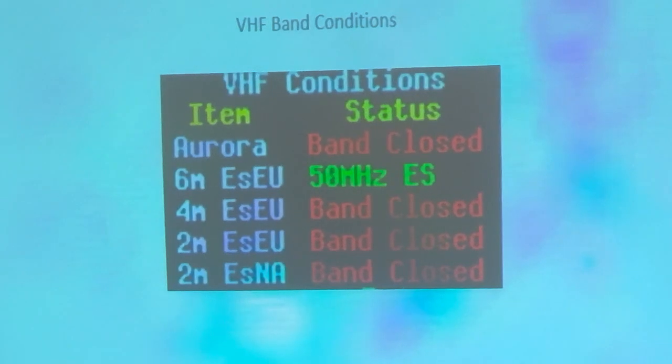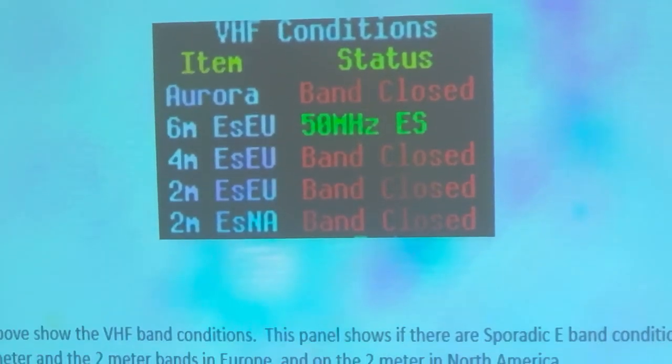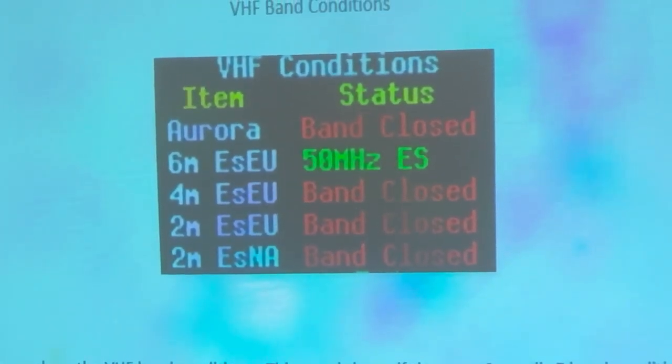I've talked to an individual here in the area, and he's talked out into the Midwest and beyond on 2 meters using sporadic E.